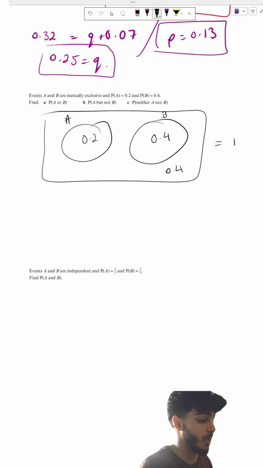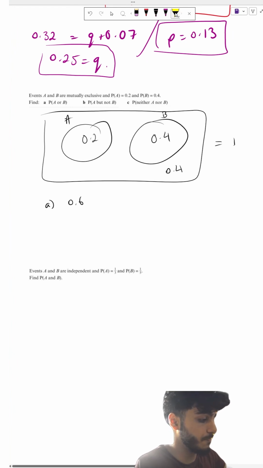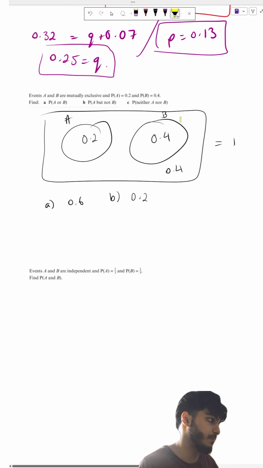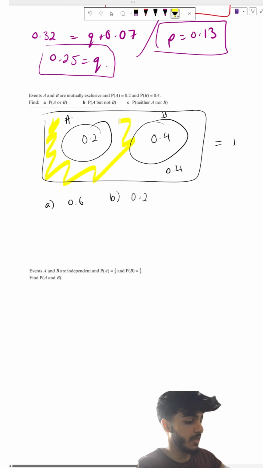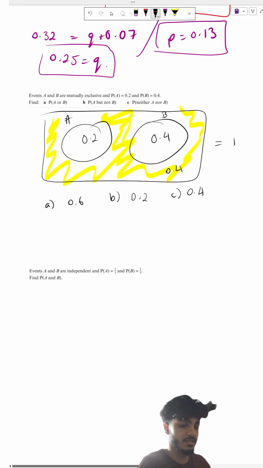So be careful. Probability A or B is just 0.2 plus 0.4. That's 0.6. A, but not B. So we just want this, so that's going to be 0.2. Neither A nor B, that's going to equal the outside, and that's just 0.4. Very nice. Very simple, I hope. Please do tell me if you have any questions.